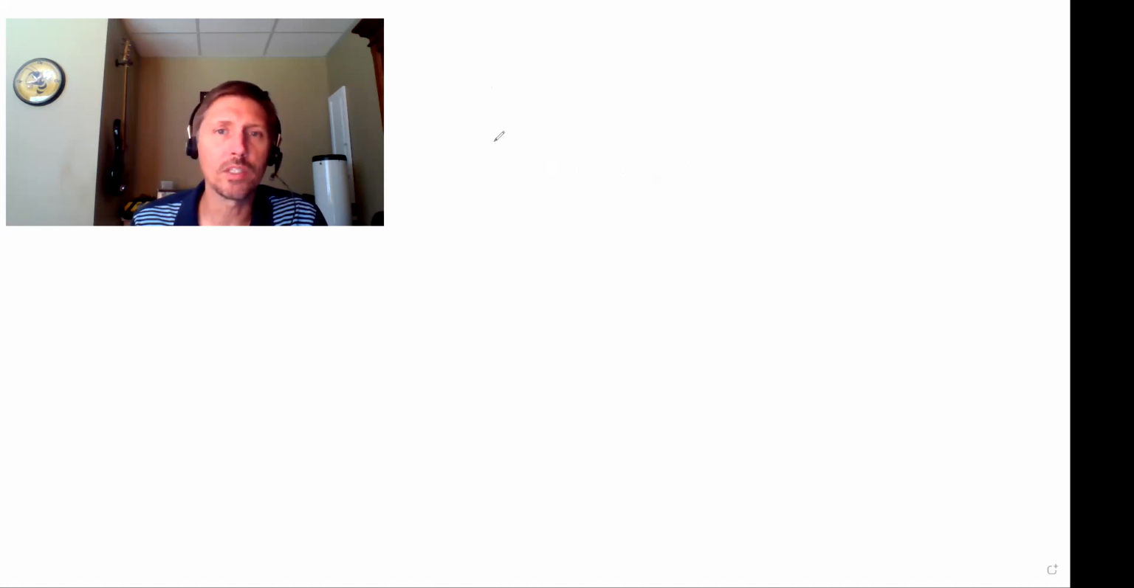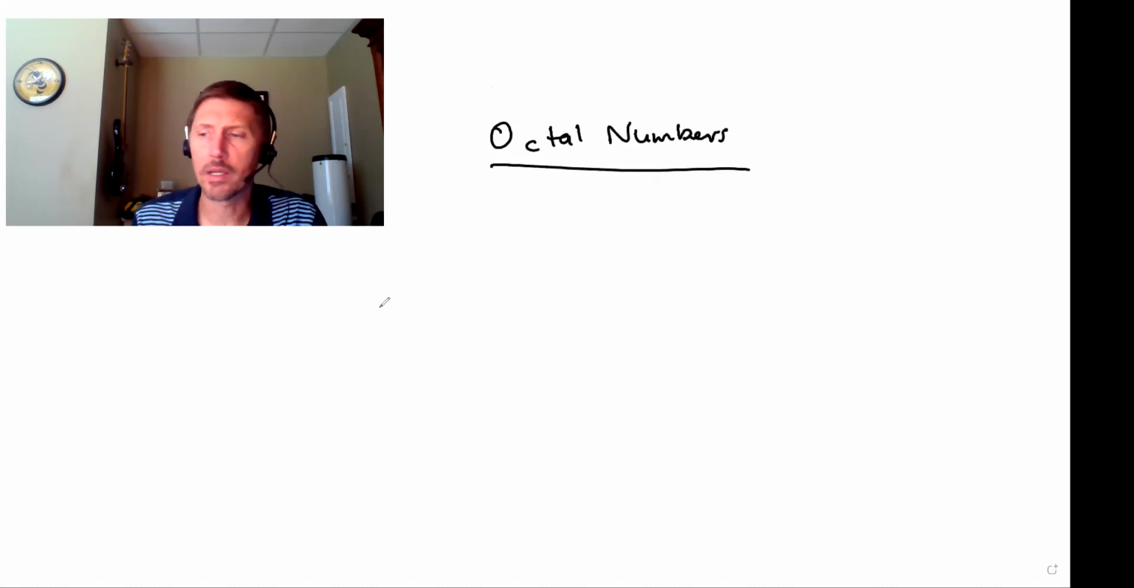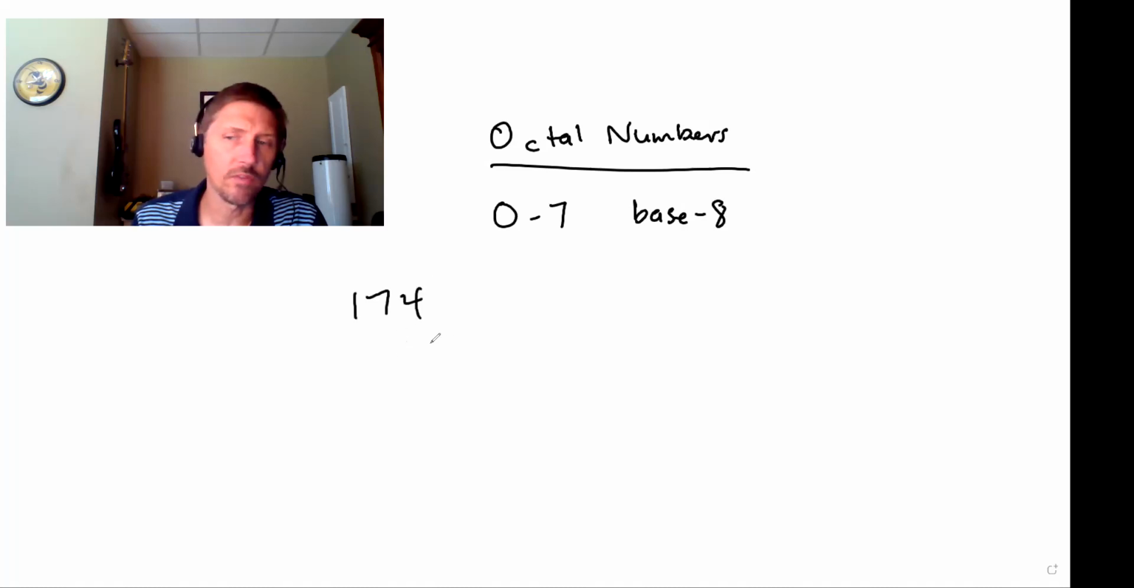Just want to quickly mention octal numbers. Not going to do as much with those, but again, the concept is exactly the same, right? Octal numbers use the first 8 numbers of our decimal system, so it just includes 0 through 7. It's a base 8 number system, and so we can figure out easily how to convert. If we have 174, we know this is going to be 8 to the 0, this is going to be 8 to the 1, this is going to be 8 squared.